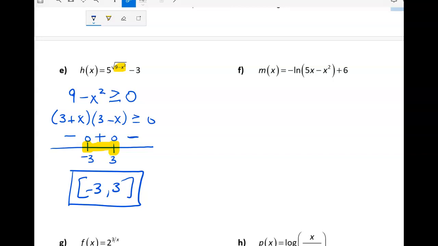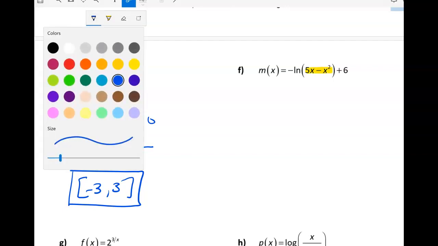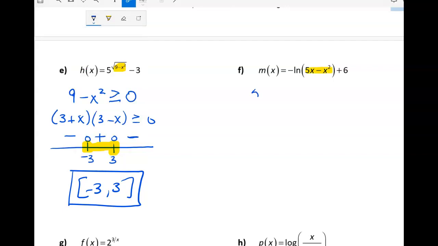In f, we have a logarithmic function, so we need to concern ourselves with the inside of that logarithm. The inside of the logarithm, 5x minus x squared, has to be positive, not equal to 0 this time, because you cannot take the log of 0 like you can take the square root of 0. Again, this is a nonlinear inequality, so factor, but don't try to solve this algebraically.